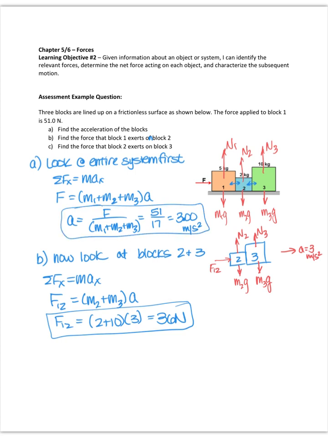Now let's look at C. We're going to only look at block 3 because we want to figure out the force that 2 exerts on 3. And that's an internal force if we have the blocks together, but if we only consider block 3 alone, the reason that it gets accelerated is because 2 pushes into 3, and we're trying to figure out what that force is.